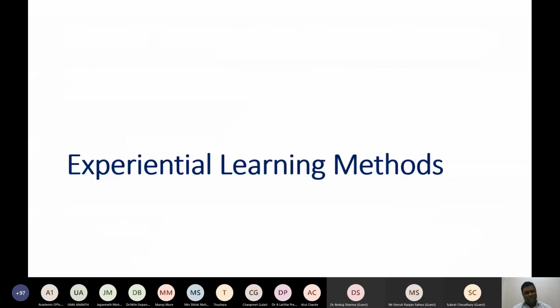Let me move on to today's session, that is experiential learning methods with a special focus on management games. I know this is the second session for you. My colleague Smita would have talked about the games, how they are being used. I will also share the games that I use.